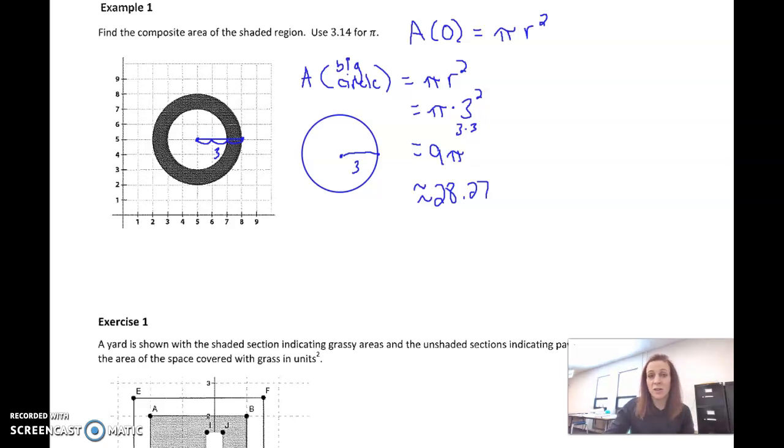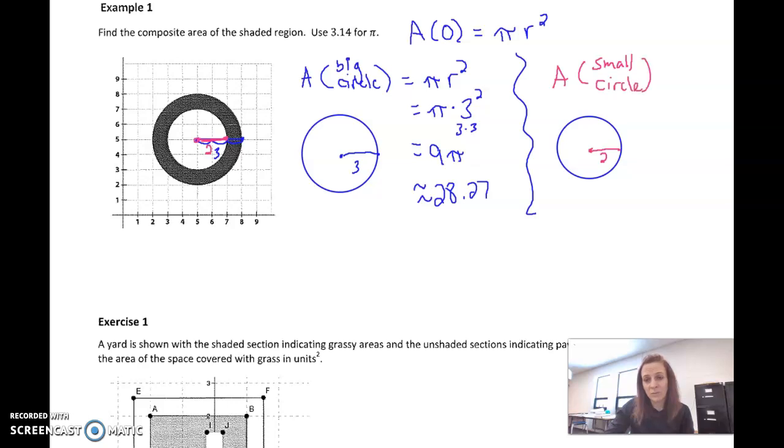All right, so that's the area of this big circle, but now I want to find the area of the smaller circle. Our smaller circle just goes from here to here, so its diameter is only going to be 2. If I drew a little bit smaller circle, its diameter is going to be 2. Its radius is going to be 2, I'm sorry. So if I'm taking the area of the small circle, it's still going to be pi times the radius squared.